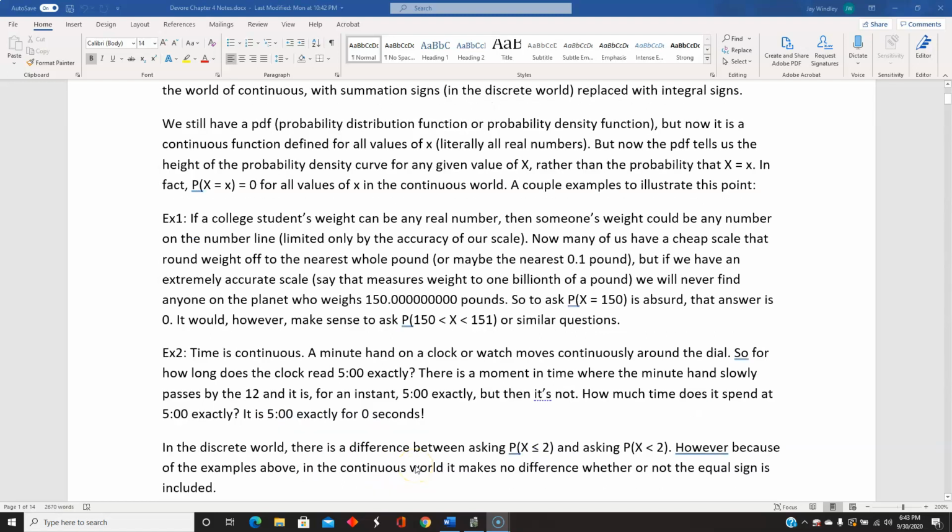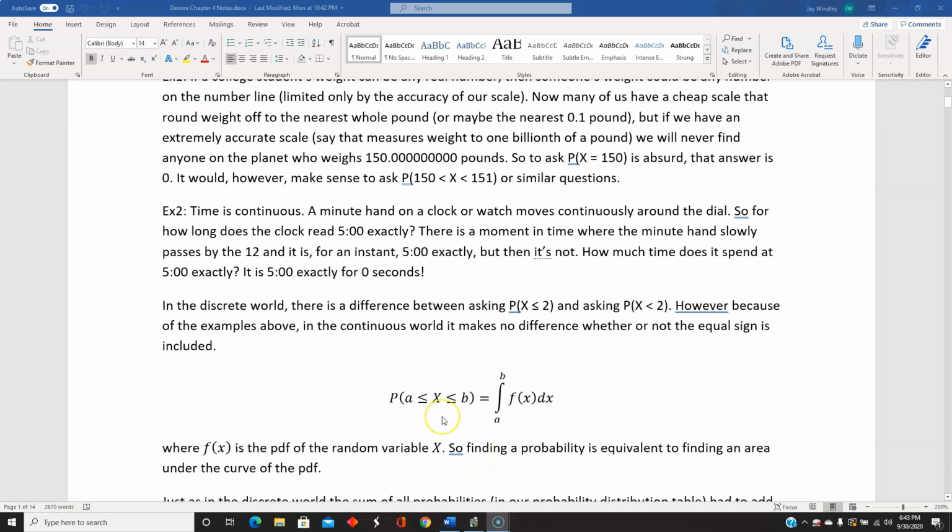And along those lines, in the discrete world, there's a difference between saying x is less than or equal to 2 and x is less than 2. But in the continuous world, since there's no probability of x equaling a particular value, it doesn't really matter if we include the equal sign or not in probability statements. It does, however, make sense to figure out the probability of a range of values. And in order to do that, since the values are continuous, we can't sum them up. We have to integrate over all possible values.